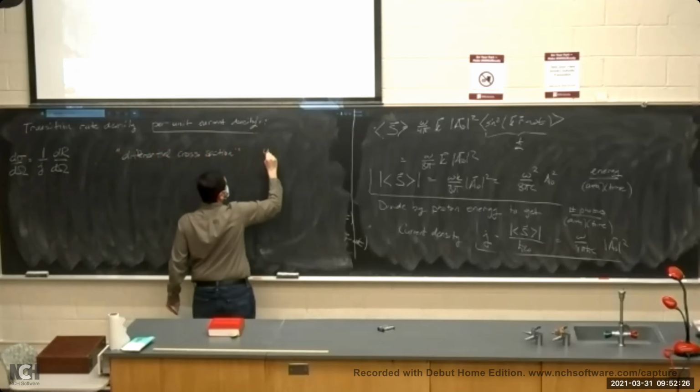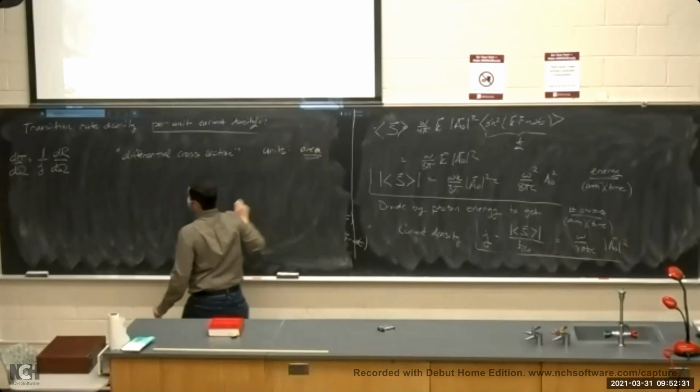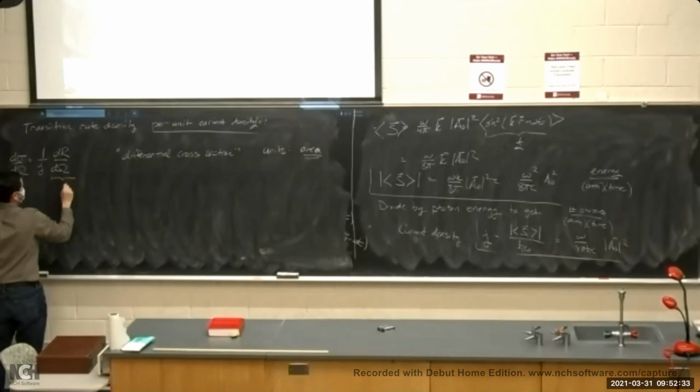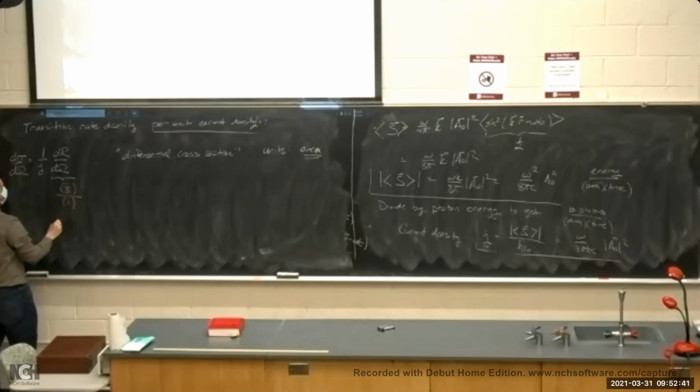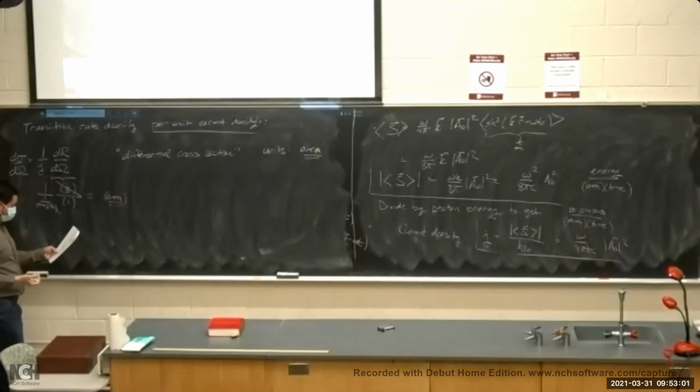It has units of area. Because my rate has units of number per unit time, so this is 1 over seconds divided by angle, which is dimensionless. And the 1 over the current is number per unit area per unit time. So 1 over seconds cancels 1 over seconds, and I get something with units of area. That's why this is called a cross-section.